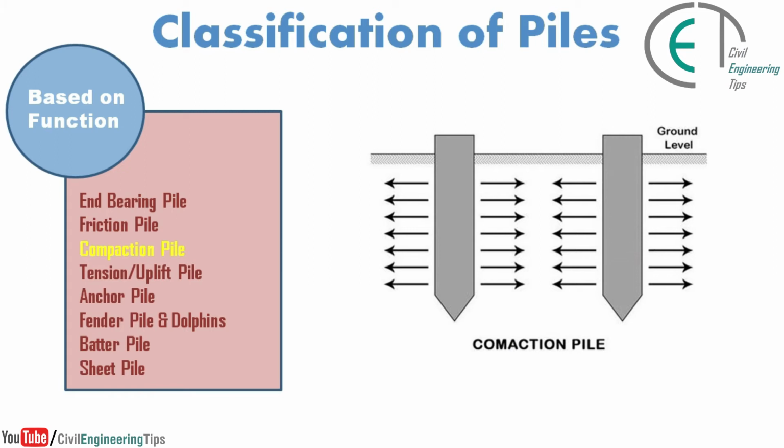Compaction pile. Compaction pile is used to strengthen soft ground by installing sand or similar material into the soft ground via a casing pipe and vibrating the sand to produce firmly compacted sand piles in the ground.